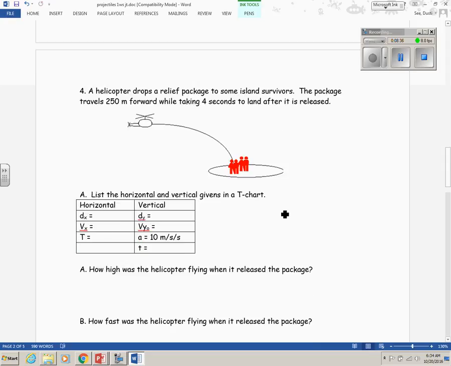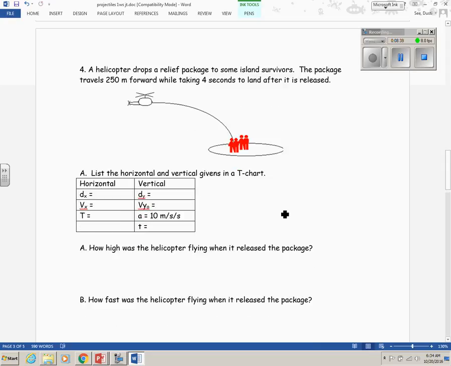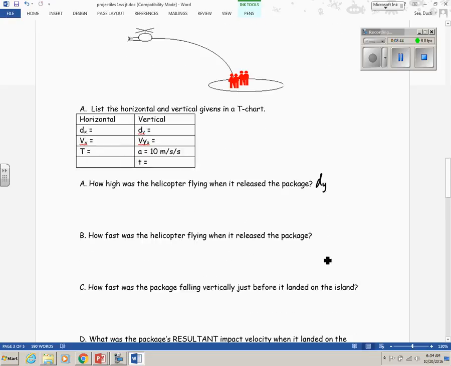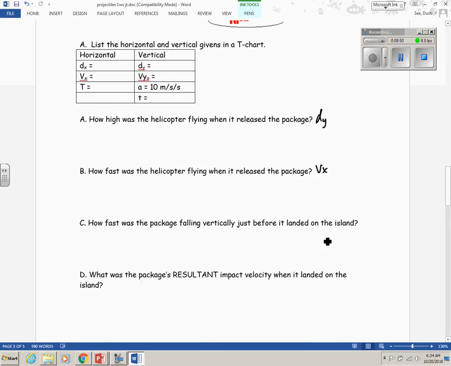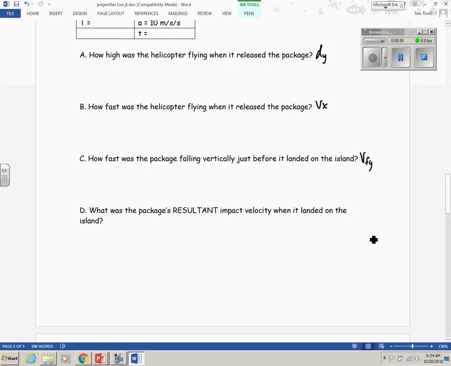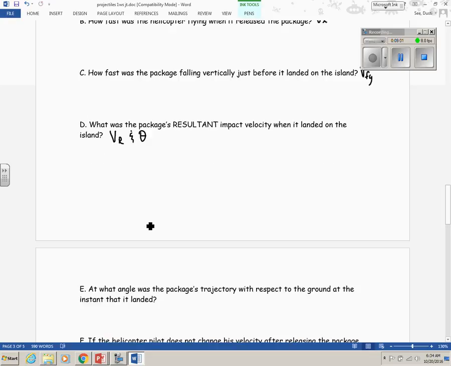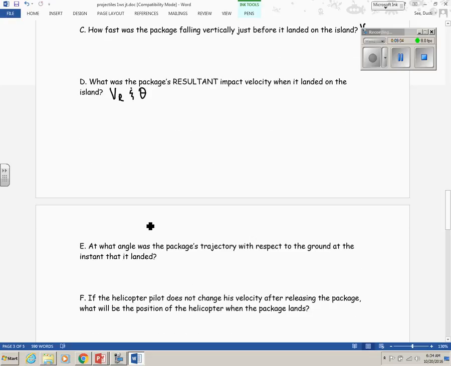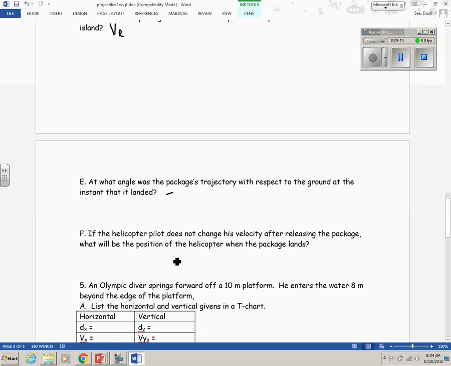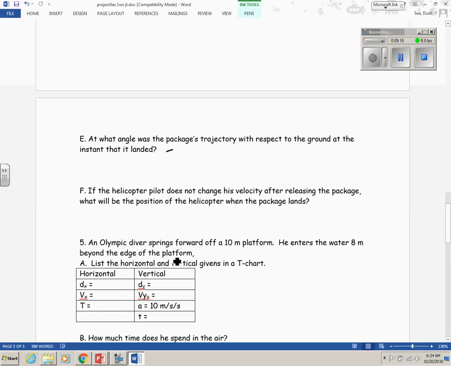And then on number 4, you have a T-chart again. How high is it flying? So this is a dy value. How fast was it flying? This is a vx value. How fast was the package falling vertically just before it hit? So that's a vfy value. And what is the resultant? So again, you're looking for your vr and your theta. All right. That one's just asking for the vr because the next question asks you for the theta. So this asks you for the theta. And then, again, you need to think about your rules when you think about that.